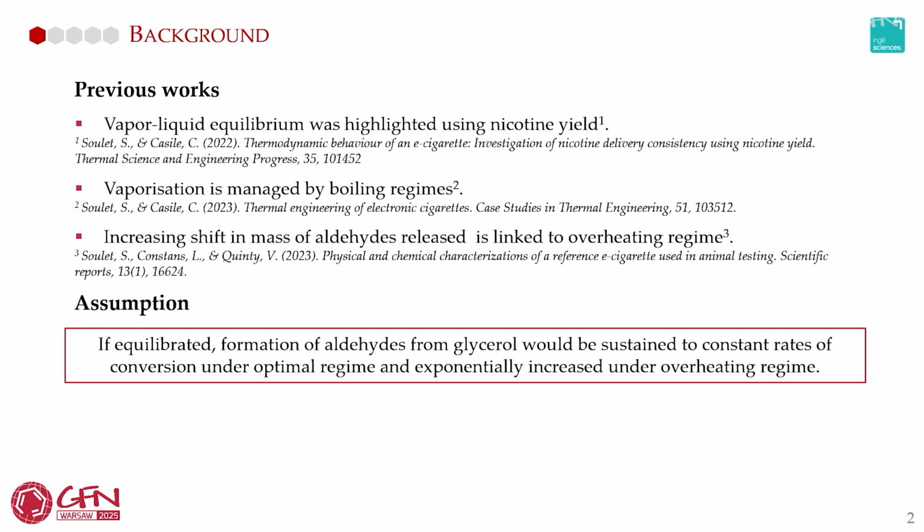Our assumption is that under optimal regime, a liquid is vaporized at its boiling temperature, which should induce the same molar conversion rate between glycerol and its main byproduct. Overheating regime controlled by film boiling necessarily implies heating of the gas vaporized above its boiling temperature, which should be the onset of a significant increase in the molar conversion rate.